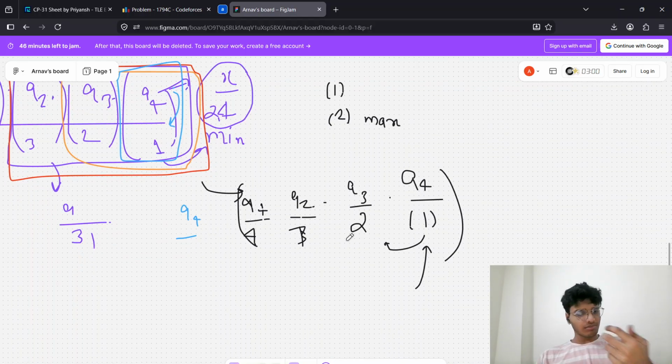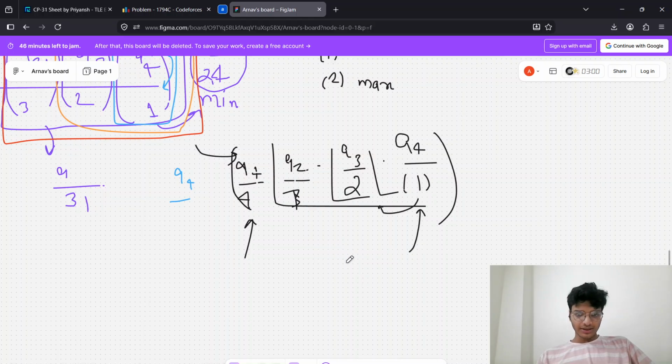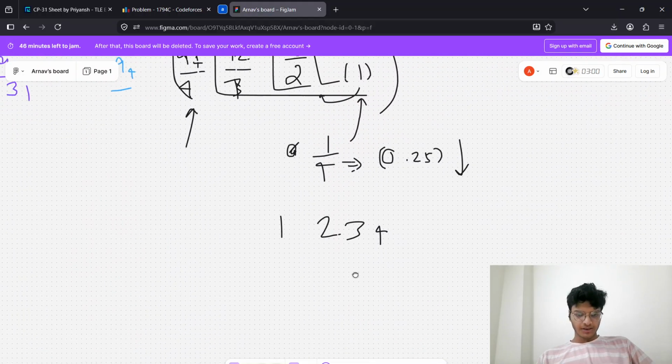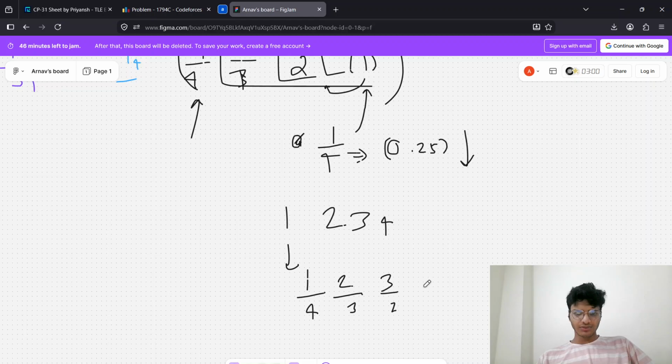Now, which one to choose? Which subsequence will we choose, this one or this one or this one? It will depend on, what if a4 is 1, so 1 divided by 4 gives us a floating value, that is 0.25, and this 0.25 will decrease our value. Let's suppose 1, 2, 3, and then 4. So 1 divided by 4, 2 divided by 3, 3 divided by 2, 4 divided by 1.